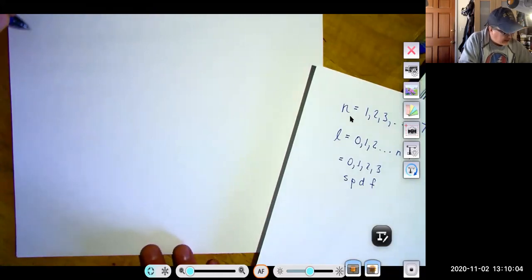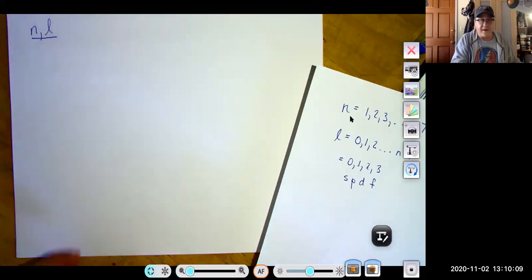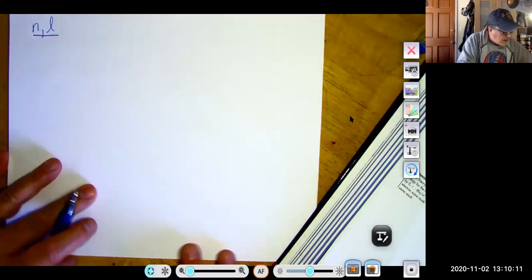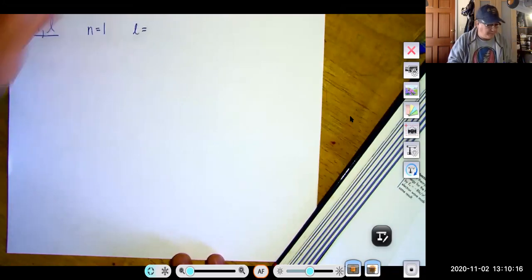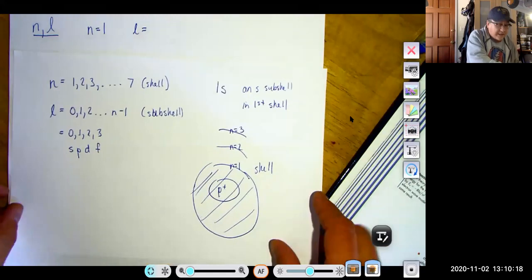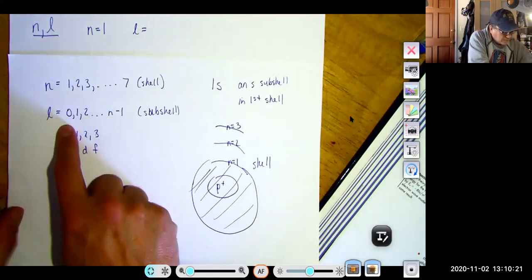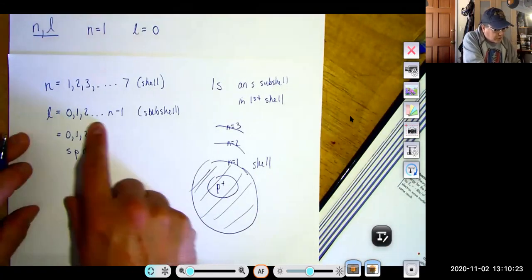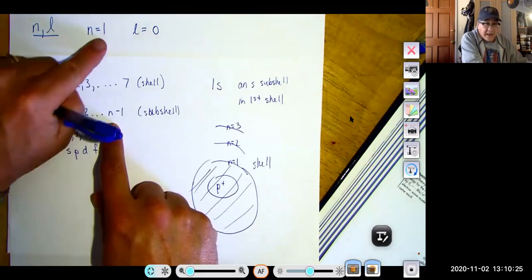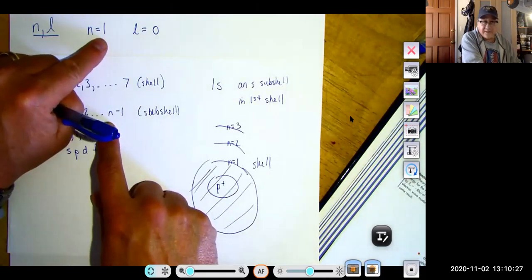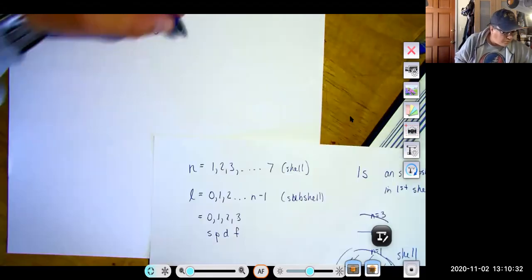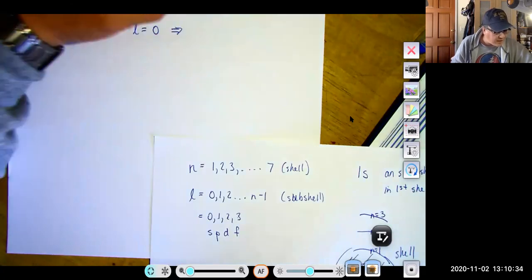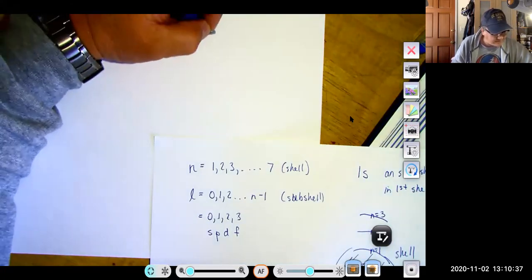So here, let's take a look at N and L, and we're going to look at different arrangements. So let's say we have N is equal to 1. What can L be equal to? Well, according to this, L can be equal to 0 all the way up to N minus 1. Well, N is 1. What's 1 minus 1? 0. So that means L can only be equal to 0. So you put these together, and this means that you have a 1s subshell.